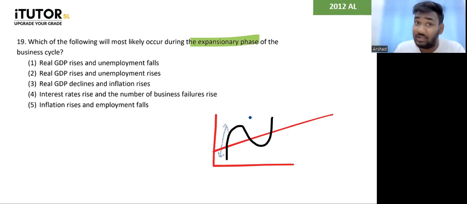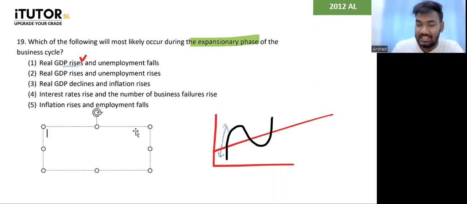So what can we say during this? Real GDP rises. Is that correct? Can you say real GDP rises during the expansionary phase? I think yes, you can say that is right. Unemployment falls. Now, what happens during the expansionary phase, guys? The aggregate demand increases. As a result, firms produce more and more. So output increases. Producing more and more means they are hiring more and more people. Unemployment falls. And also aggregate demand is high, means inflation is also high.